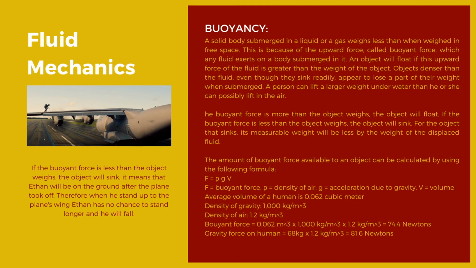Then, based on the explanation before, if the buoyant force is less than the object weighs, the object will sink. In this case, it means that Ethan will fall from the plane. He will not float or stand still on the wing. He will fall out as soon as the plane gains velocity. Okay.